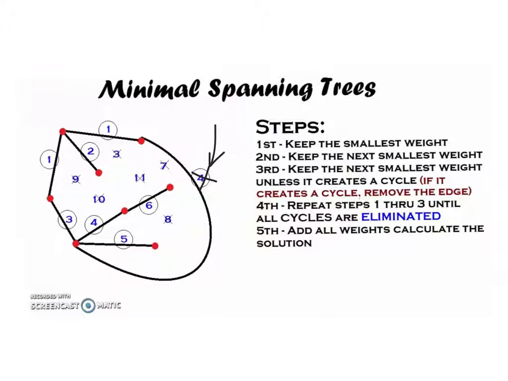And whenever you add these up, you actually get a total of 26, but then you got to subtract 4, and the minimum solution is 22. And that is how you do minimal spanning trees.